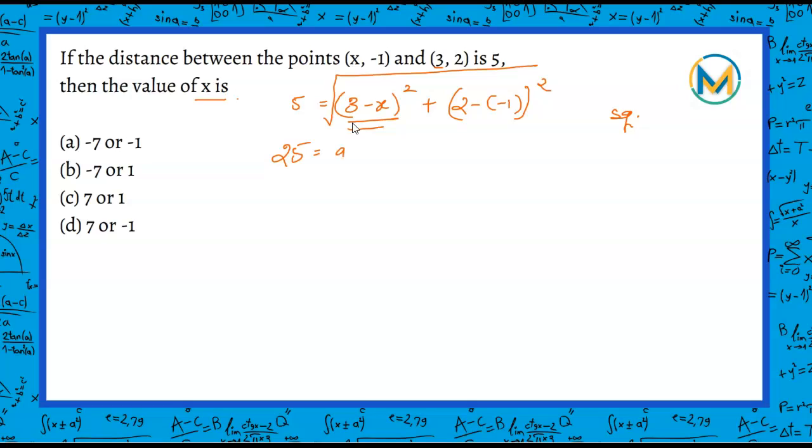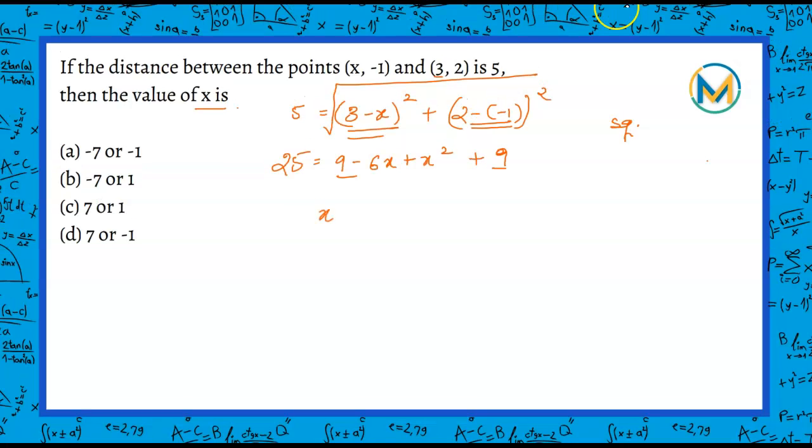This I can write as 9 minus 6x plus x square, plus this becomes 3 square, which is 9 here. So let's arrange this. x square minus 6x plus 18 minus 25 is equal to 0. This becomes x square minus 6x minus 7 is equal to 0.